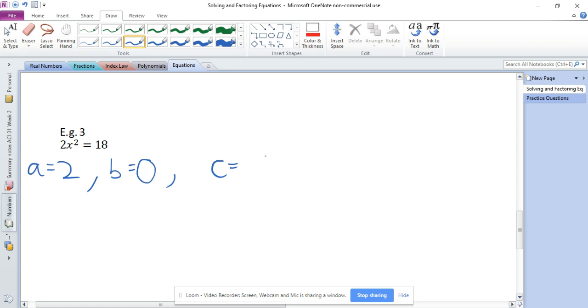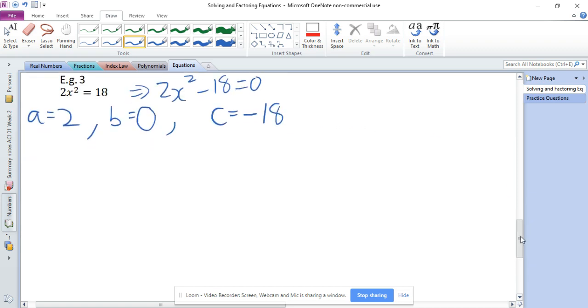C, if you think it's 18, you're not correct. Why is that? Because to apply the quadratic formula, the first preparation work you need to do is to move all the terms into one side, to set the other side equal to 0, like in this case here. So you know, okay, C is equal to minus 18. Yep, and then we apply the quadratic formula.